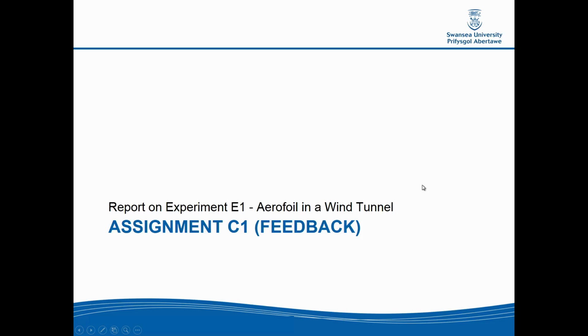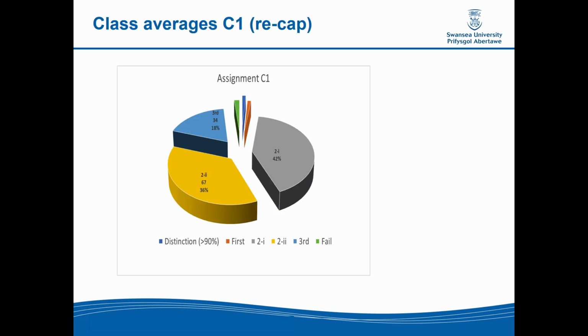So this is just a recap of just before the Easter recess. We talked about the C1 assignment. That was the breakdown in terms of the marks. Pretty typical: 18% in the third, 36% 2:2, 42% 2:1, and then a small fraction getting firsts and distinctions.